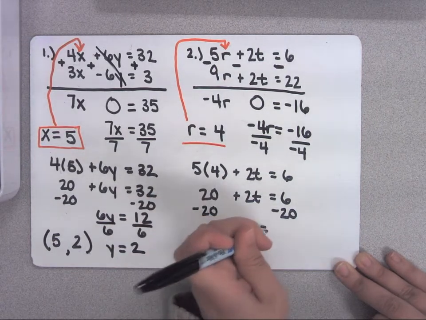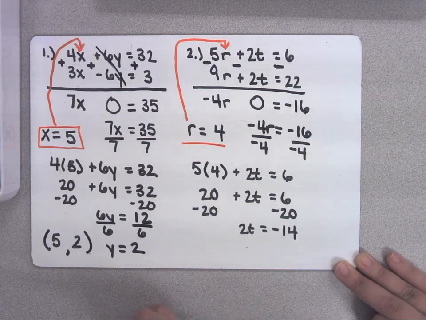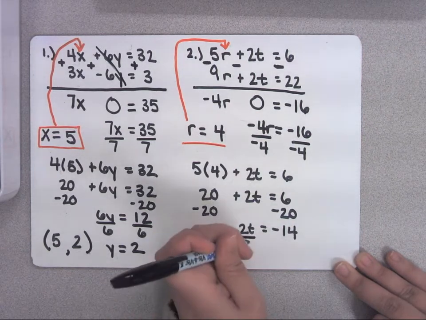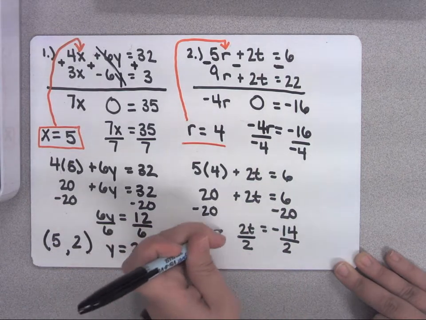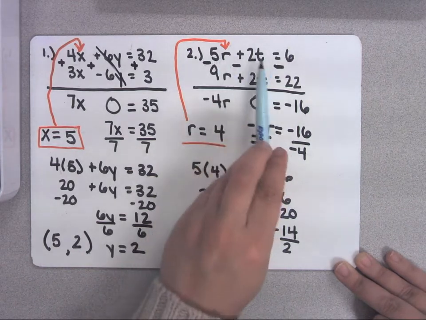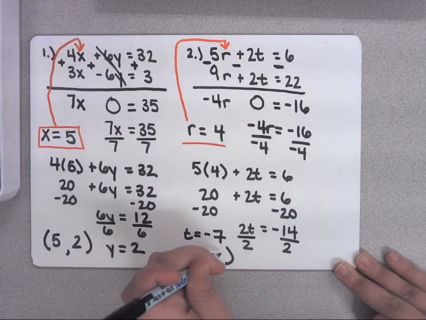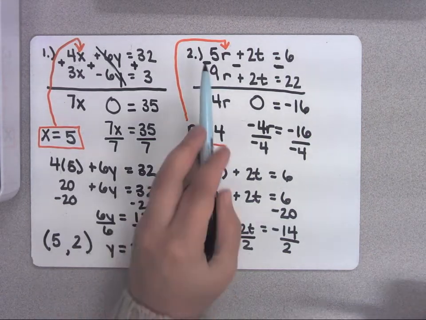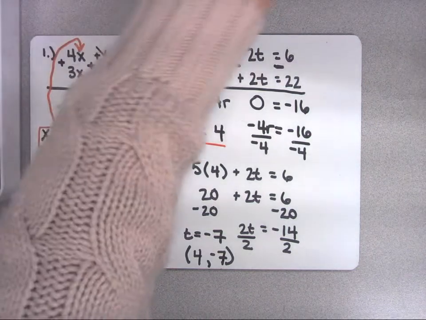We get 2t equals -14. Next. Divided by 2, we get t equals -7. So my final answer is going to be written. Think about what the order was here. Correct. R comes before t, so 4 then -7. Yeah, that's because you're not used to it, especially with the different variables.